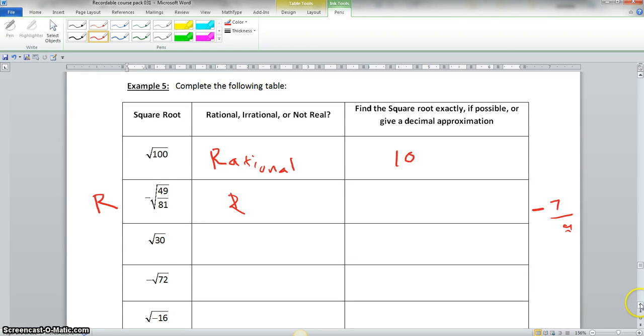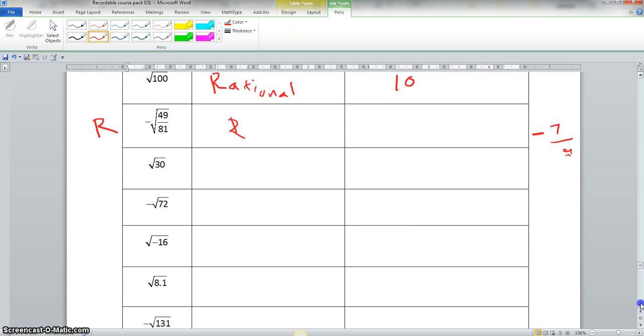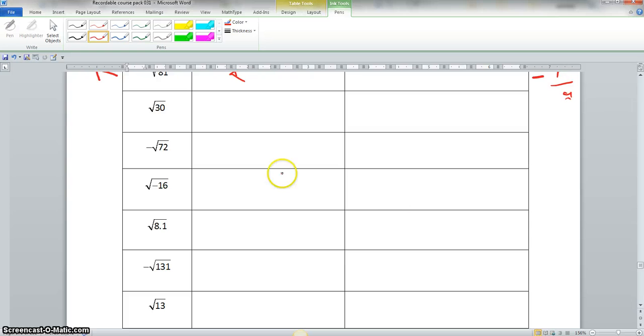Now we go here to the square root of 30. Now the square root of 30, we would do it like this here. This is not a perfect square, and this isn't negative.